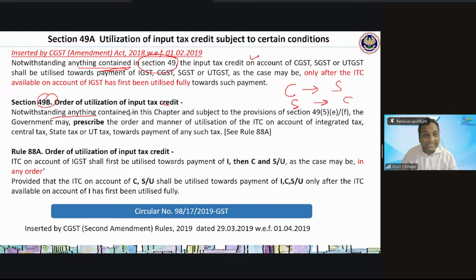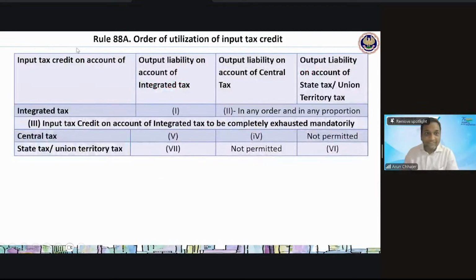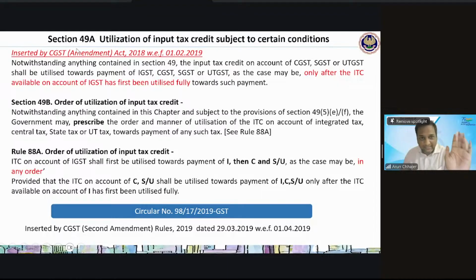It says that anything contained in this chapter and subject to the provision of the 49 clause E and clause F. Now read what is clause E and what is clause F. Let me go back. Clause E says that CGST shall not be used for SGST. SGST will not be used for CGST. That is written in clause E and clause F. Whether 49A has made this restriction? No, they have not made this. They have overridden that restriction also.